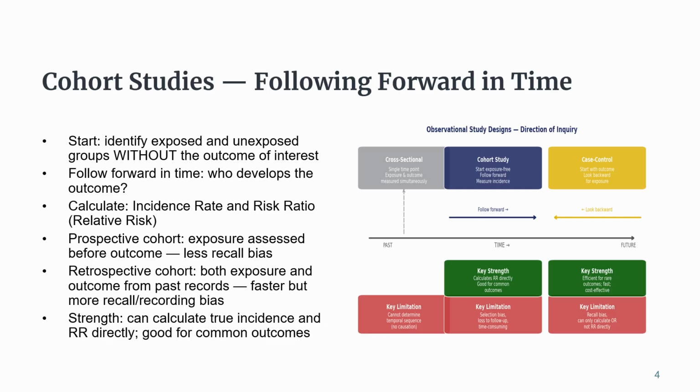Prospective cohorts measure exposures prospectively, which reduces recall bias, but takes time and money. Retrospective cohorts use existing records, so they're faster, but you're at the mercy of how well exposures were recorded in the past, which introduces recording bias.